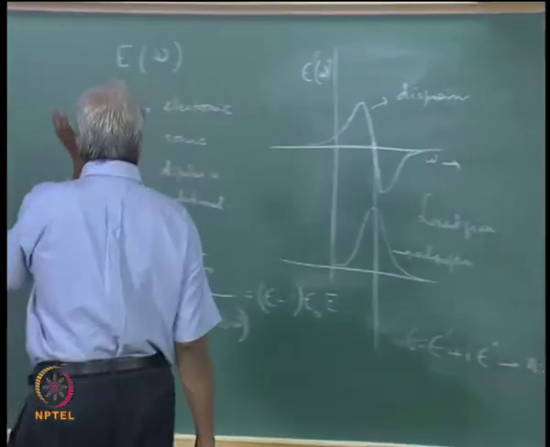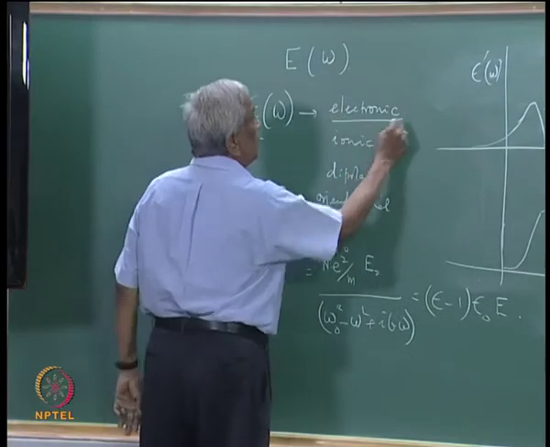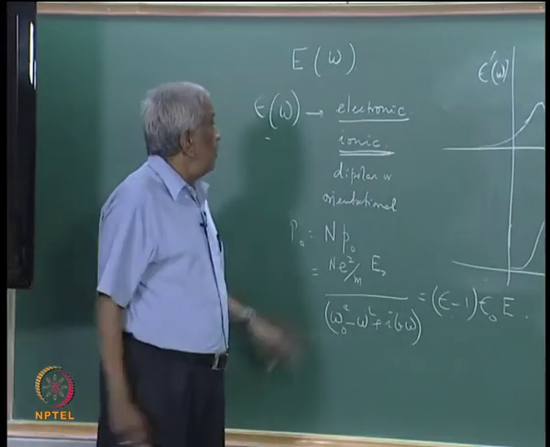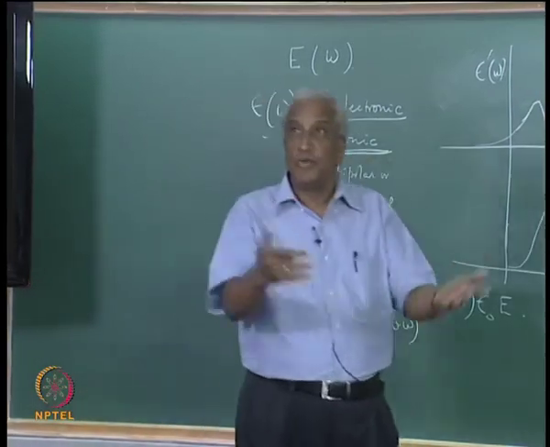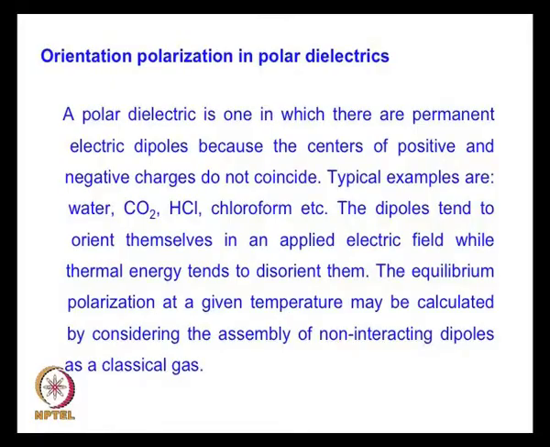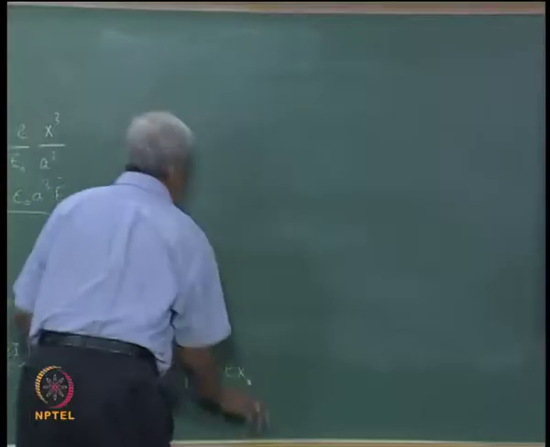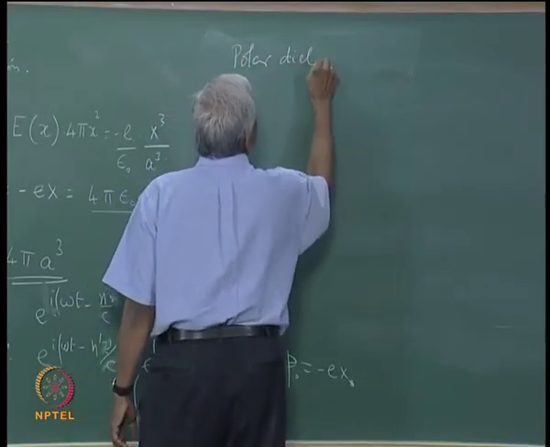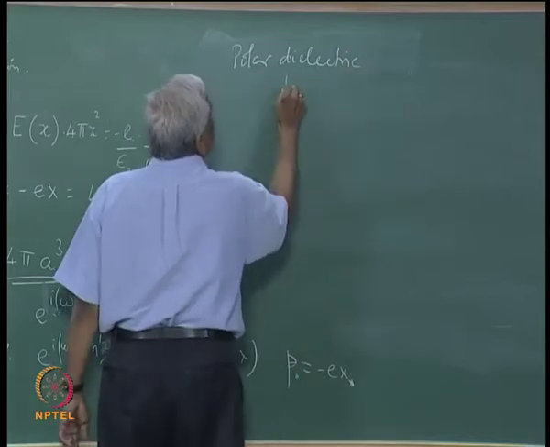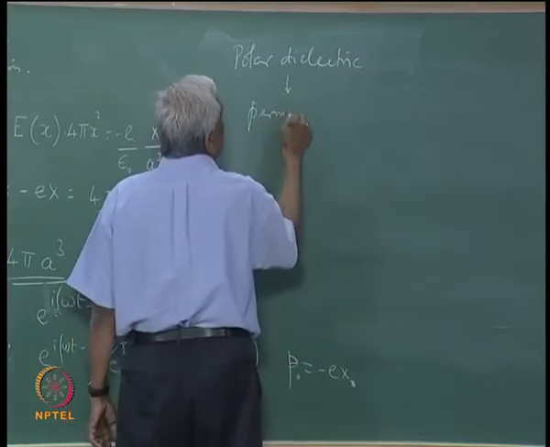Now, we saw that there are several other mechanisms. We will not consider the ionic in detail now. We will instead go to the other case where there are permanent dipoles in the system. So, the dielectric medium is what is called a polar dielectric. For example, water has a large dipole moment. So, if you have a polar dielectric, this means that there are permanent electric dipole moments.